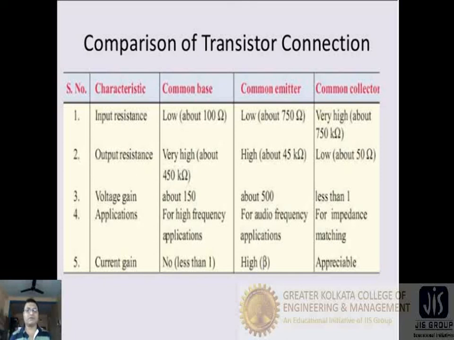In common base configuration, there is no current gain. In case of common emitter configuration, there is a high current gain, and in case of common collector configuration, the current gain is appreciable. So in this way we can differentiate between the common base, common emitter and common collector configuration of BJT.